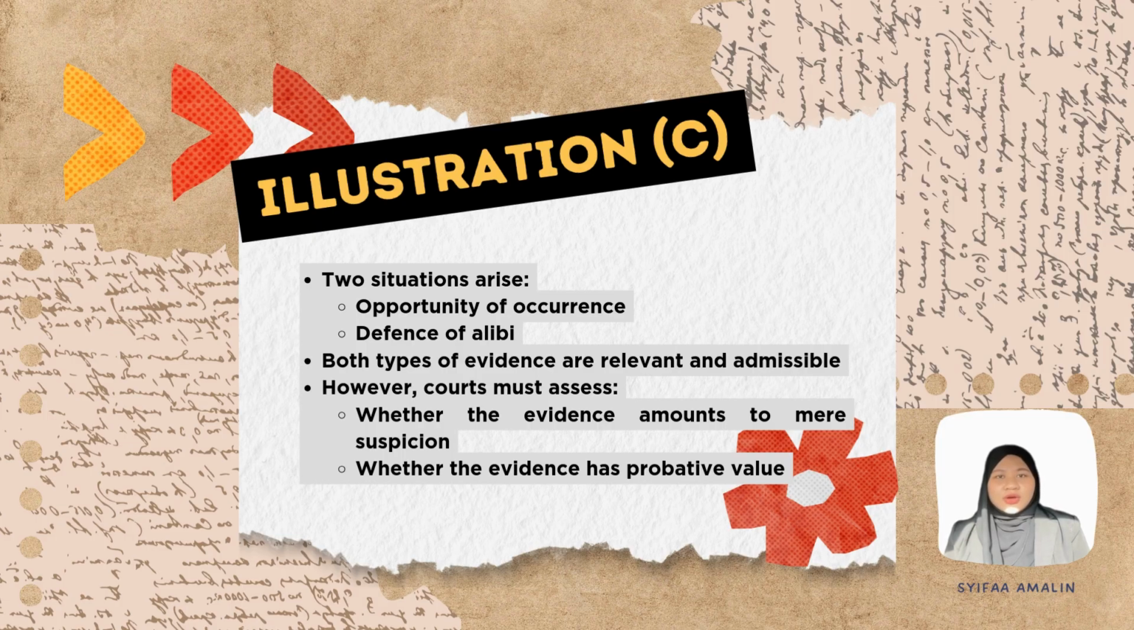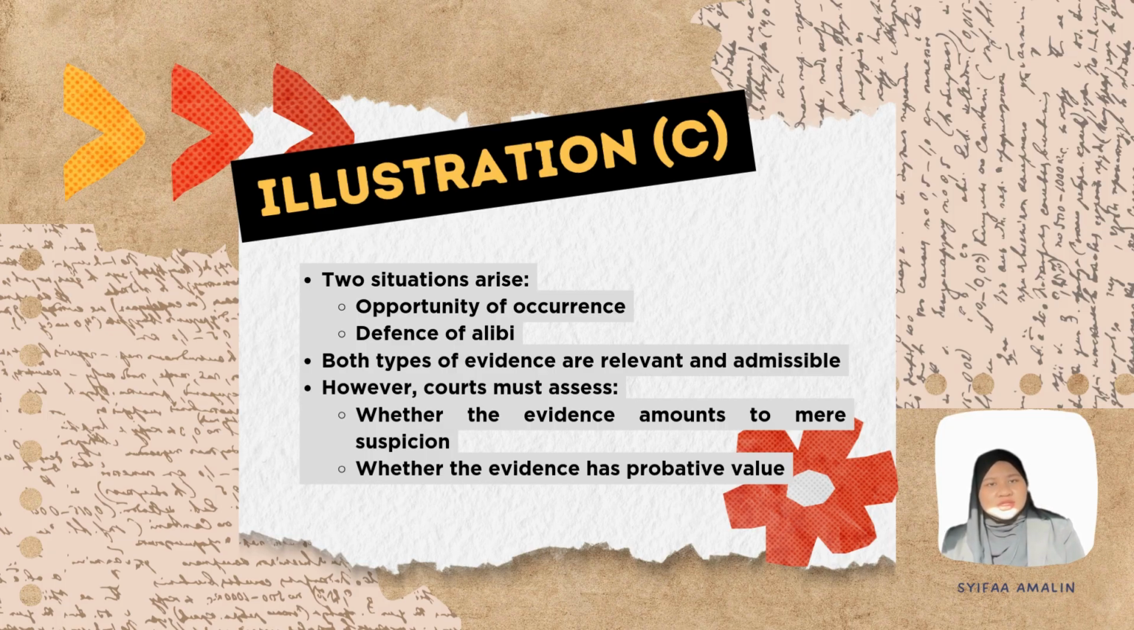Foremost, I would like to point out that Illustration C from the provision specifically illustrates the concept of opportunity of occurrence. In this illustration, the issue is whether A had poisoned B. The relevant facts include that B's state of health and habits are known to A, which afforded A the opportunity to administer poison. Therefore, two situations arise, which are the opportunity of occurrence and the defense of alibi. Both are relevant and admissible to be tendered.